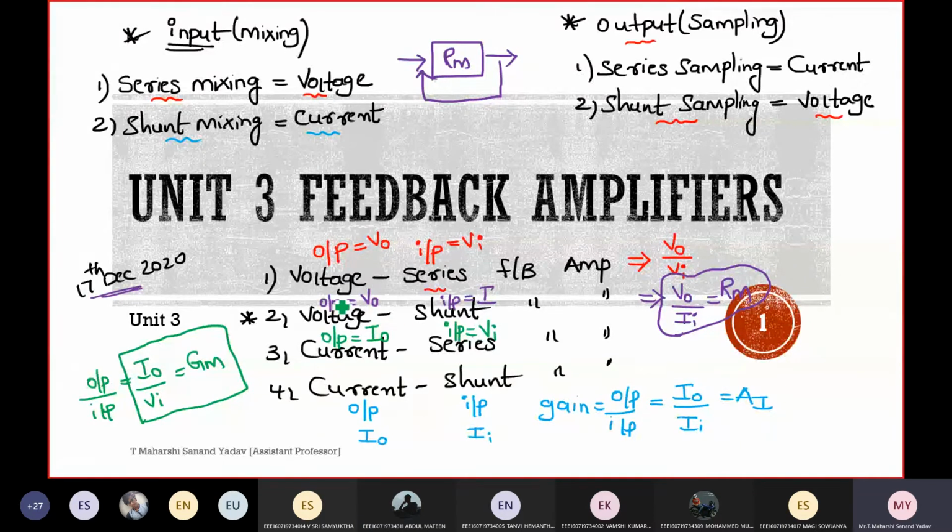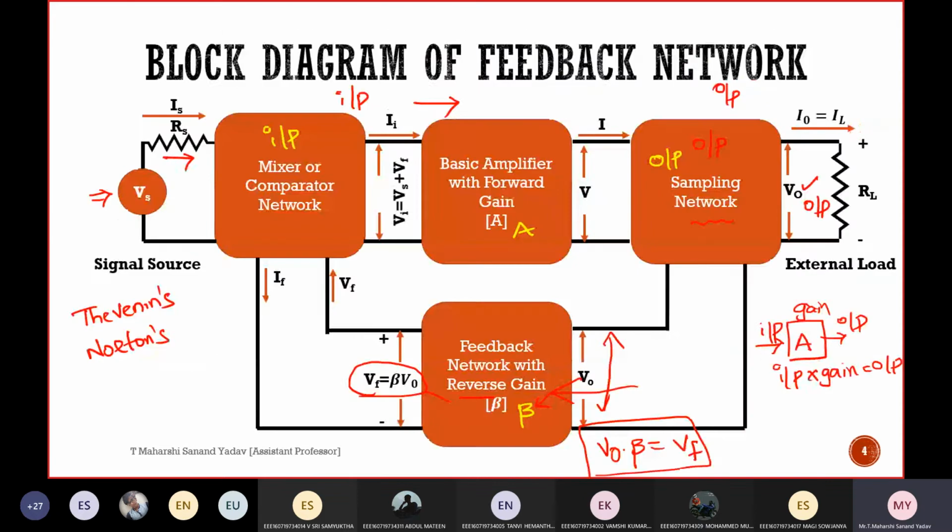From these 4, you'll get one long question directly for 10 marks, or else 7 marks followed by one problem. So these are the 4 types of topology. This is a very short unit and it is very easy. But if you are not clear with this part, you can't understand it. This is an important point: what is happening in mixing and what is happening in sampling, you need to understand.